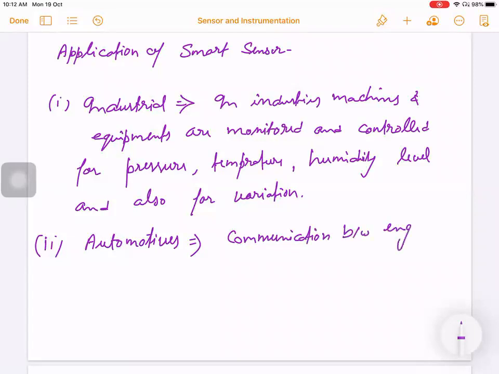Communication between engine, transmission, suspension, braking. Okay, if you have seen the ad of this MG, they are providing all these features. So all with the help of these sensors, we are able to do all these functions.